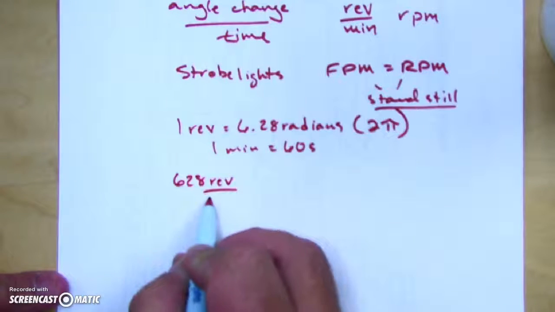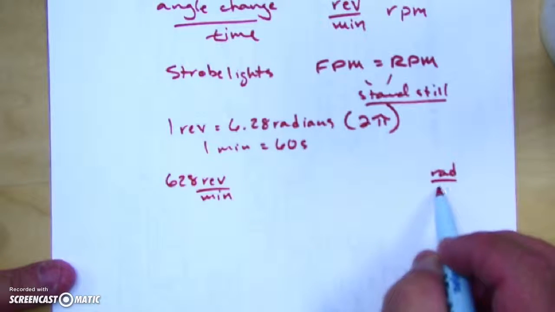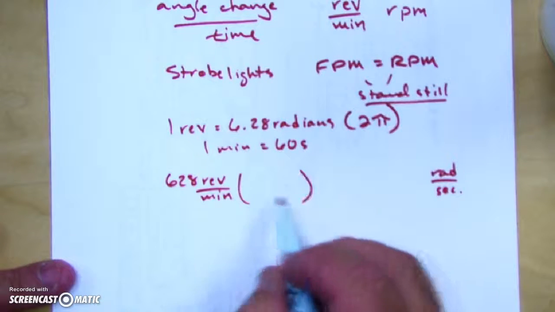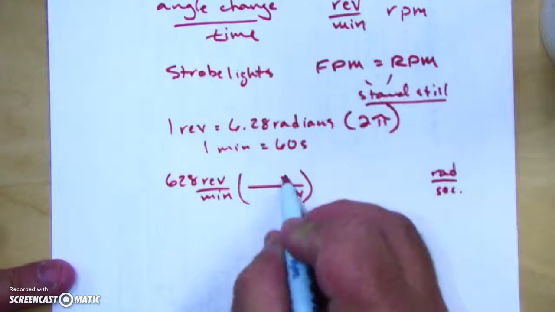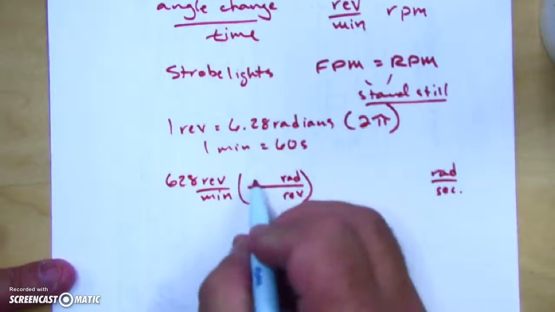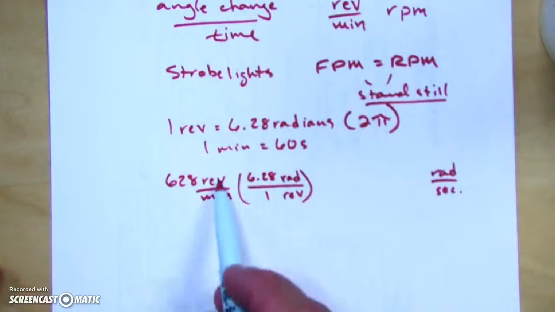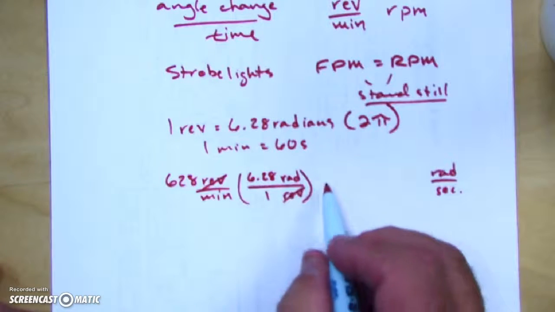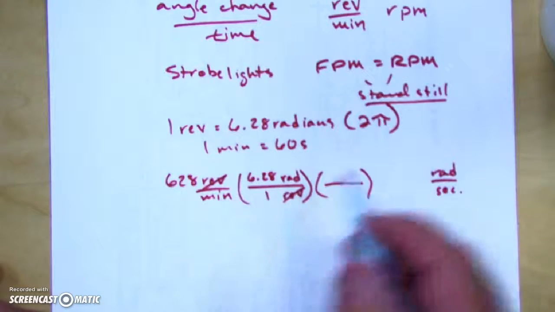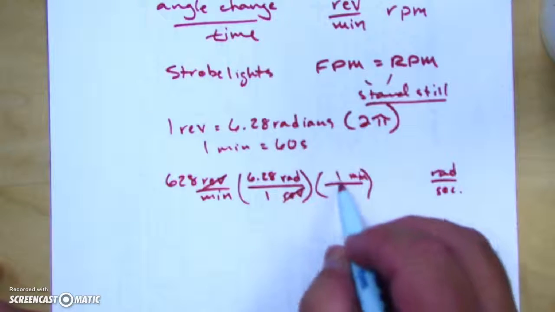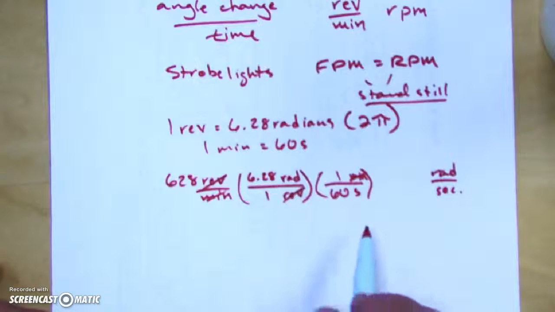628 revolutions per minute, and I want to convert that to radians per second, well, first thing I'm going to do is I'm going to set up a fraction, and I want to get rid of revolutions. I want to add radians. Well, I know that 6.28 radians is equal to 1 revolution. Now, if I stop right there, I would have radians per minute. So the last thing I want to do, minutes are on the bottom, I want to put them on the top. 1 minute is 60 seconds. Then my minutes are going to cancel out. I'm going to be left with radians per second.